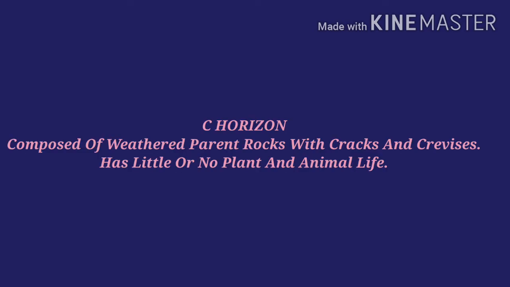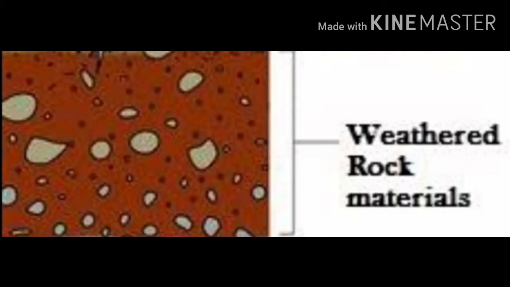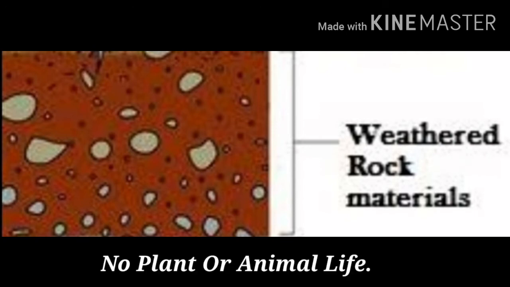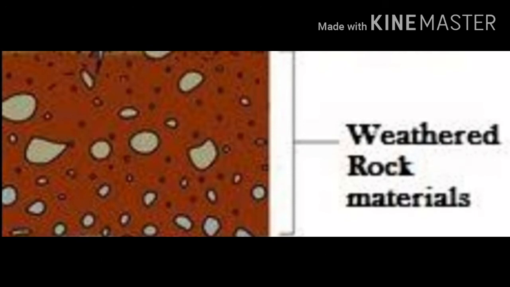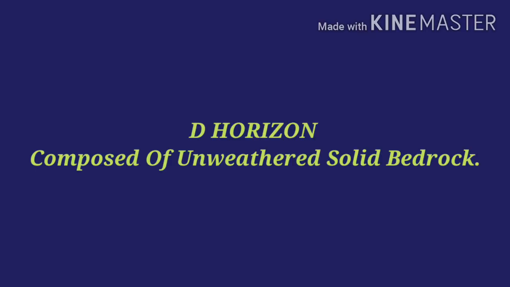The next one is the C horizon. It consists of slightly broken up bedrock or the weathered parent rock with cracks and crevices. Plants usually do not penetrate into this layer as very little organic material is found in this layer. The last one is the unweathered bedrock layer or the R horizon, which is the last of all the other layers and is very hard.